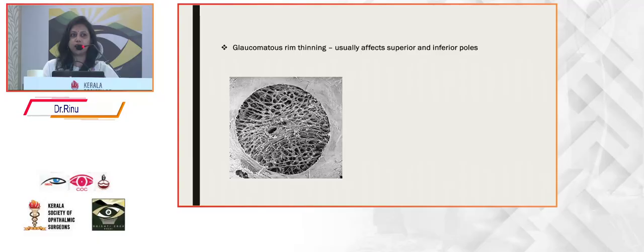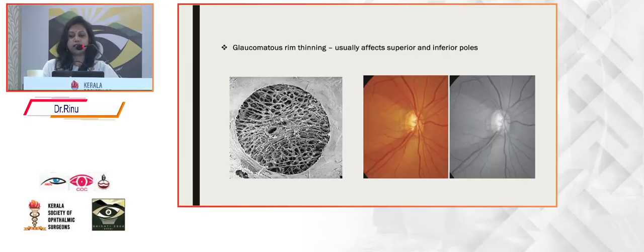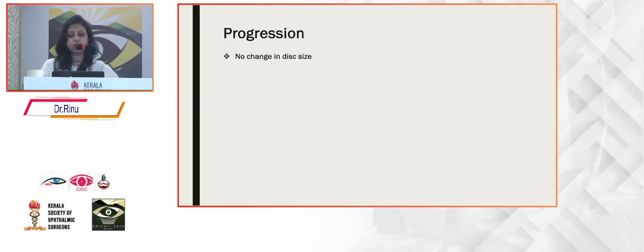The size is larger, which means the support to the axons is less, which means the axons become more susceptible to the damage due to rise in intraocular pressure, resulting in a notch superiorly or inferiorly. So as far as progression is concerned, there will not be any change in the size of the disc, but there will be progressive increase in the size of the cup or the cup disc ratio.